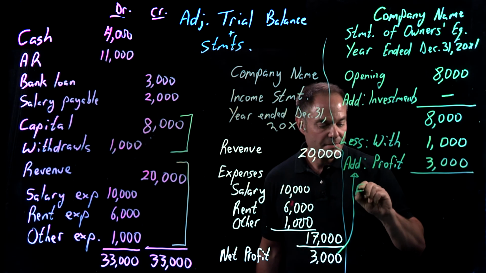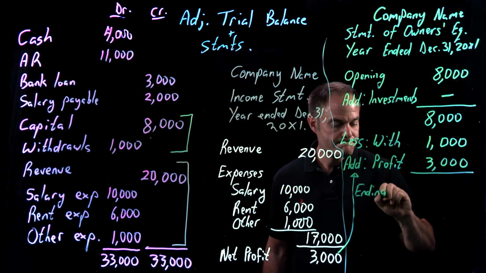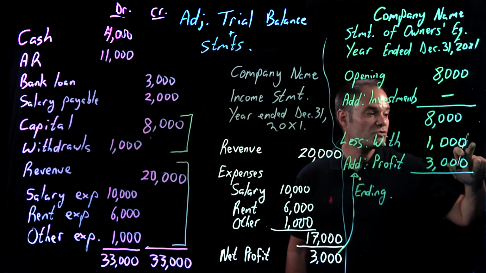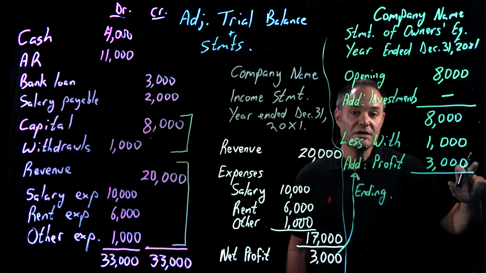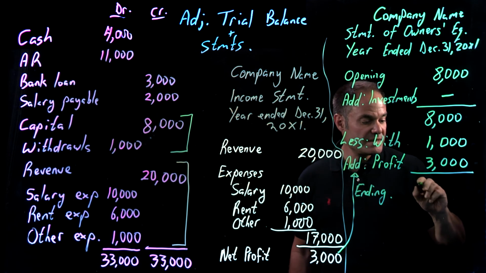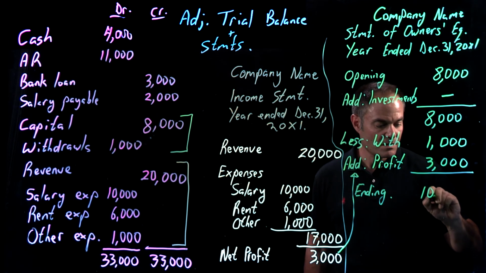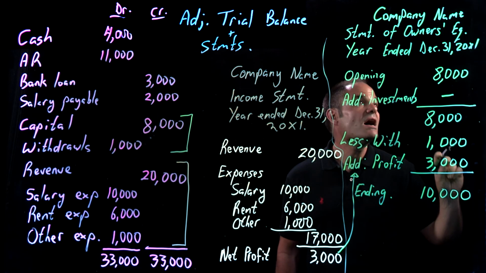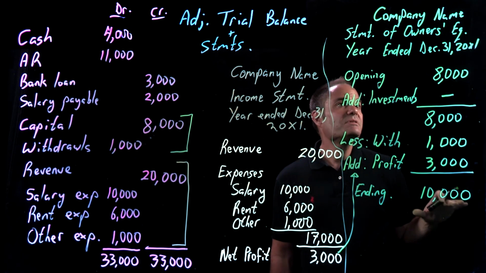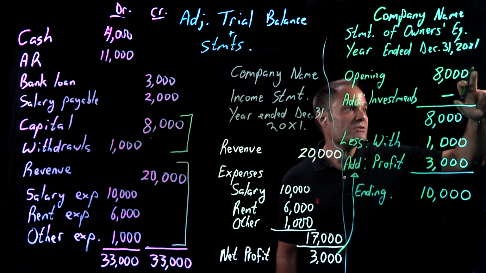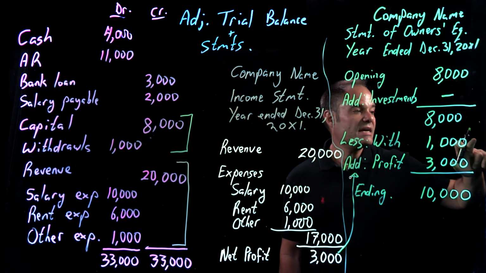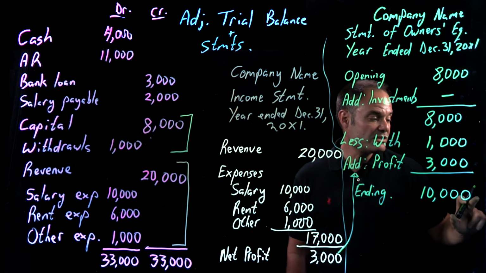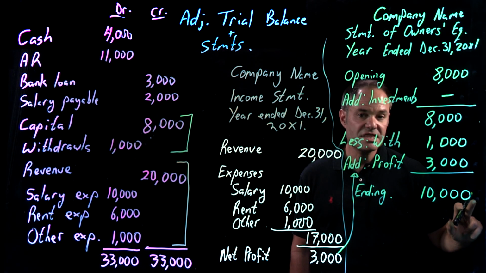So we're going to get an ending balance. And the ending balance is going to be the $8,000 minus the $1,000 of withdrawals plus $3,000 of profit. That's going to be $10,000. So at the end of the year, this company now has $10,000 of owner's equity. And this statement's kind of nice because it tells us they started the year with $8,000. They made no new investments. The owner withdrew $1,000 and he earned $3,000 during the period. And so at the end of the period, the equity is growing to $10,000.